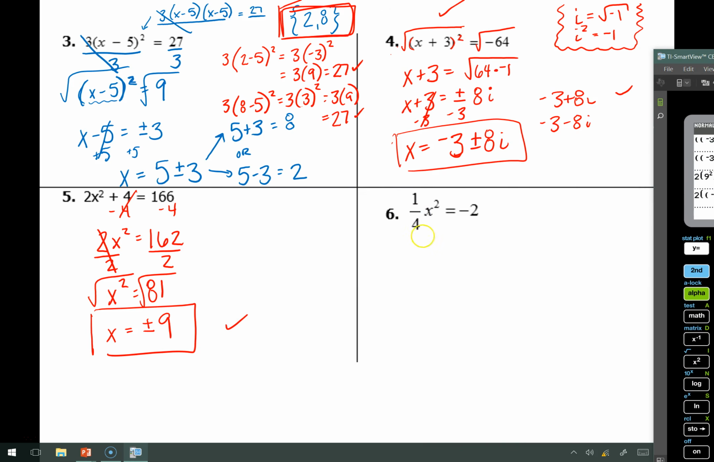For this next one, you have this 1/4 out front. If this is 1/4 times x squared, what do you need to do to isolate the x squared? We have to get rid of this 1/4. I'm going to do that by multiplying on both sides by the reciprocal, 4. When you do that, the 4's divide out. That leaves me with x squared is equal to -8. Now I'm ready to take the square root of both sides.